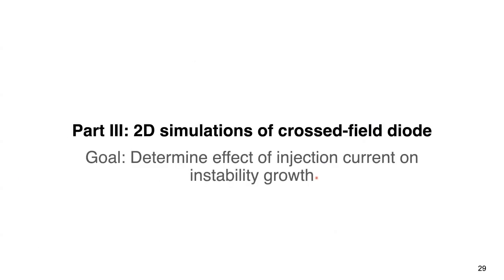Okay, so very quickly, I'll just talk about some simulations where we're benchmarking with the theory that I was just talking about. We're going to determine whether the amount of electrons being injected from the cathode surface, that evolution of that near wall state, impacts the overall growth of the instability.